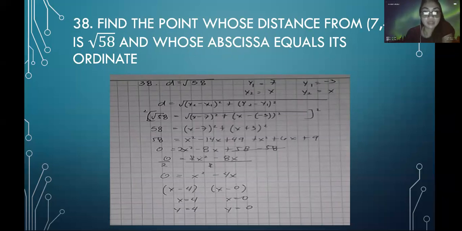Then factor x squared minus 4x: x minus 4 times x minus 0. So x is equal to 4. The other one is x is equal to 0. So the point is at 4, 4 and 0, 0.